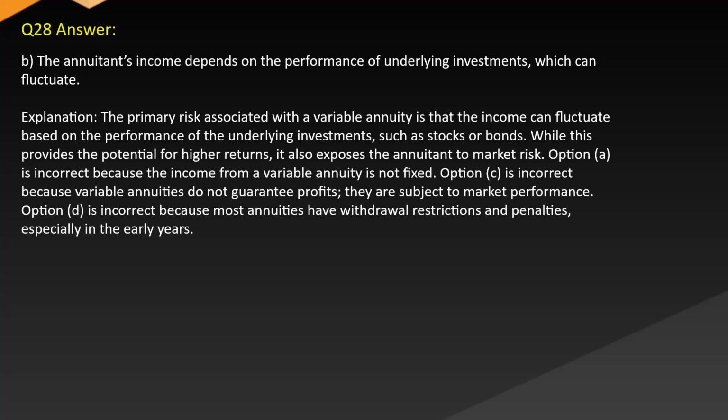Option A is incorrect because the income from a variable annuity is not fixed. Option C is incorrect because variable annuities do not guarantee profit, so they are subject to market performance. Option D is incorrect because most annuities have withdrawal restrictions and penalties, especially in the early years.